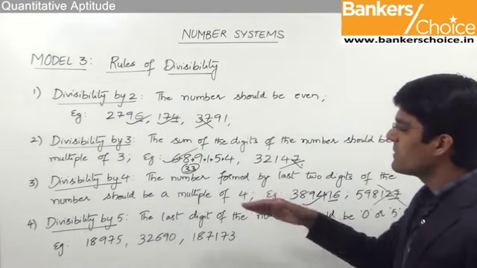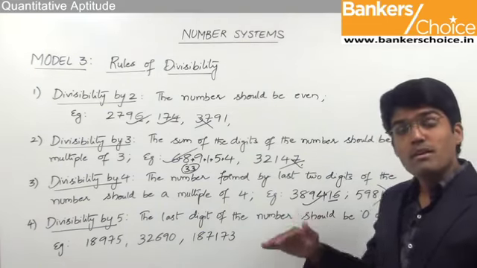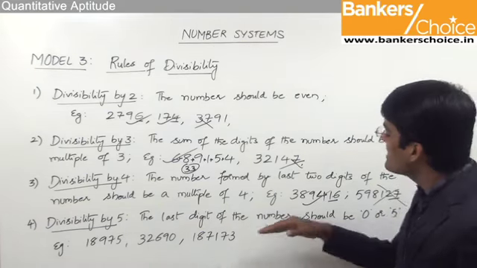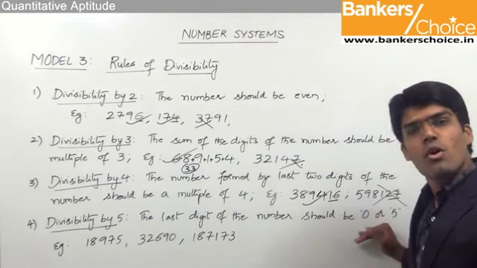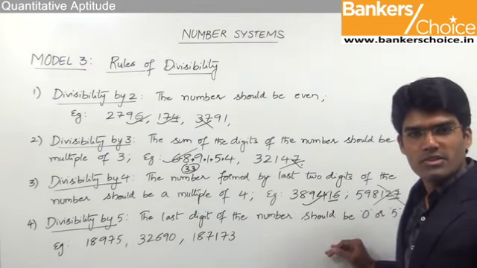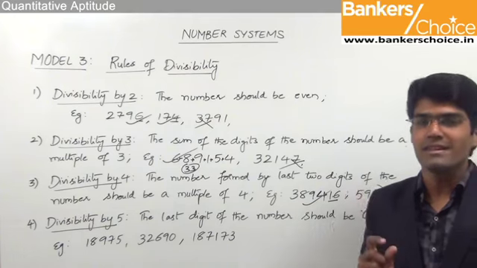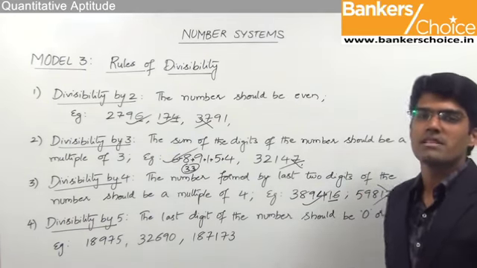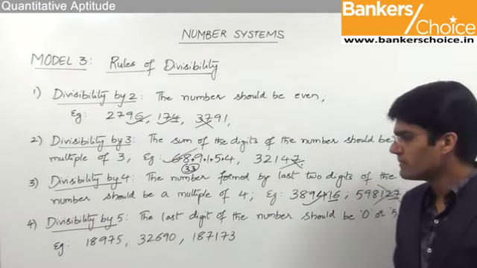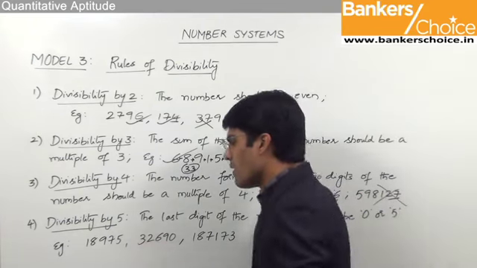Now moving on to the divisibility by 5. For a number to be divisible by 5, the last digit of the number should be either 0 or 5 itself. So this is very simple. We only need to check the last digit. If it is 0 or 5, then the number is divisible by 5. Otherwise, it is not. So some simple examples here are 18975.